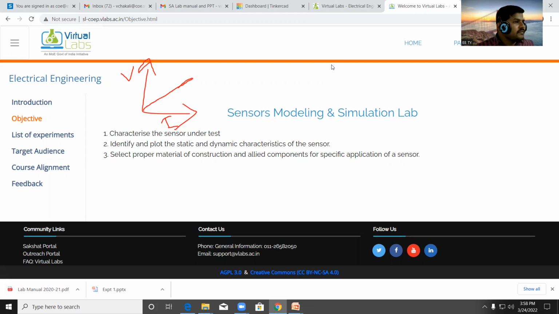Was it covered in BEEE? No. RT is equal to R0 (1 plus alpha 0 T), where alpha 0 is nothing but, what is alpha 0? You have solved some problems also in case of BEEE. Not solved? Alpha 0 is nothing but the temperature coefficient, right? Temperature coefficient.